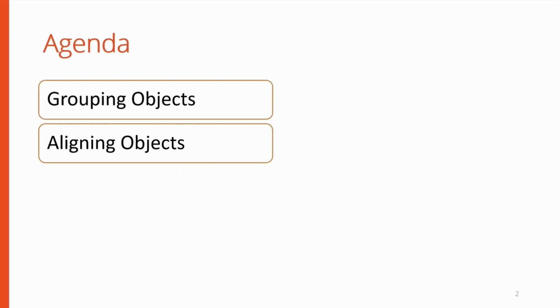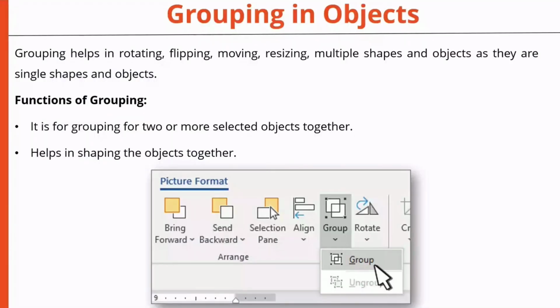As I was saying, we will be learning today grouping objects and aligning objects. So what is grouping in objects? Grouping helps in rotating, flipping, moving, and resizing multiple shapes and objects as if they are a single shape or object.